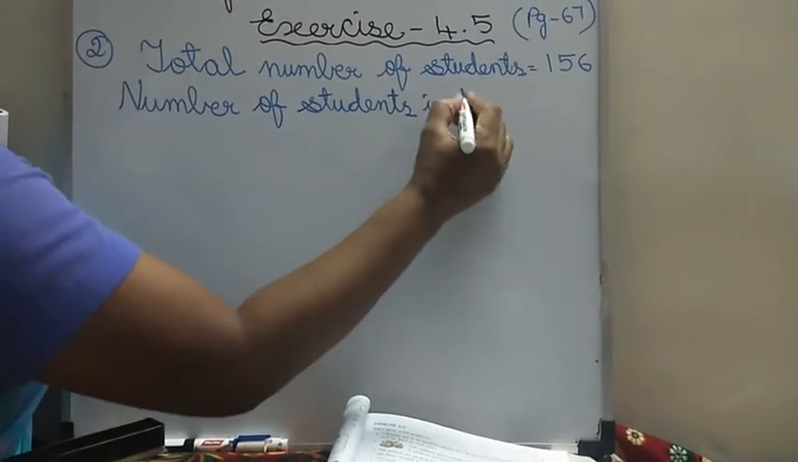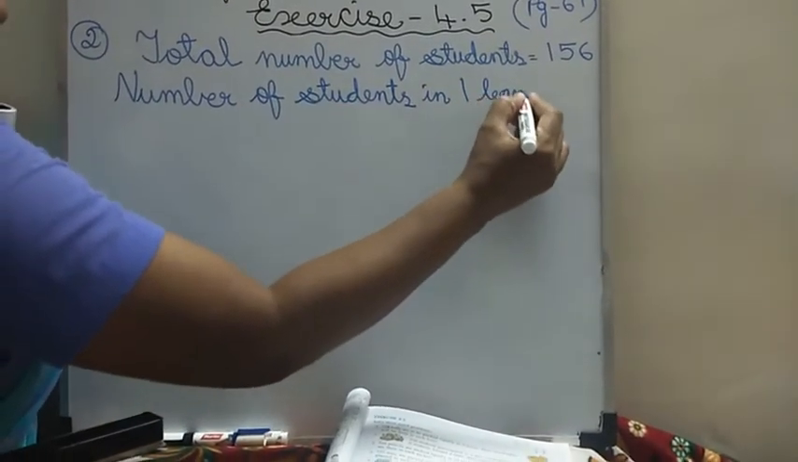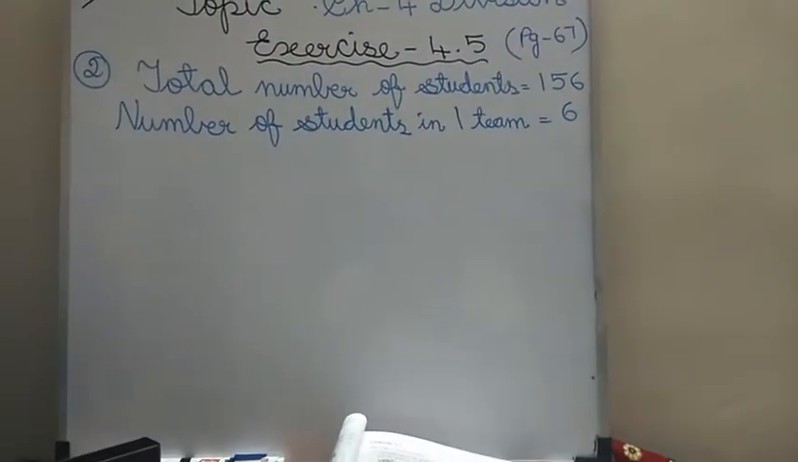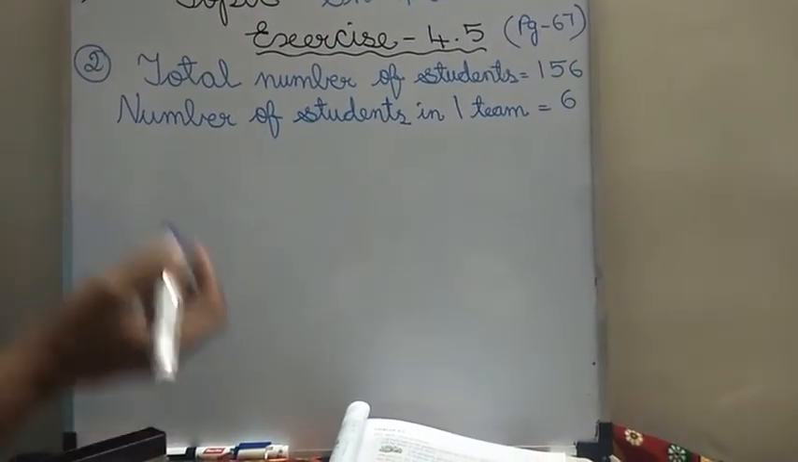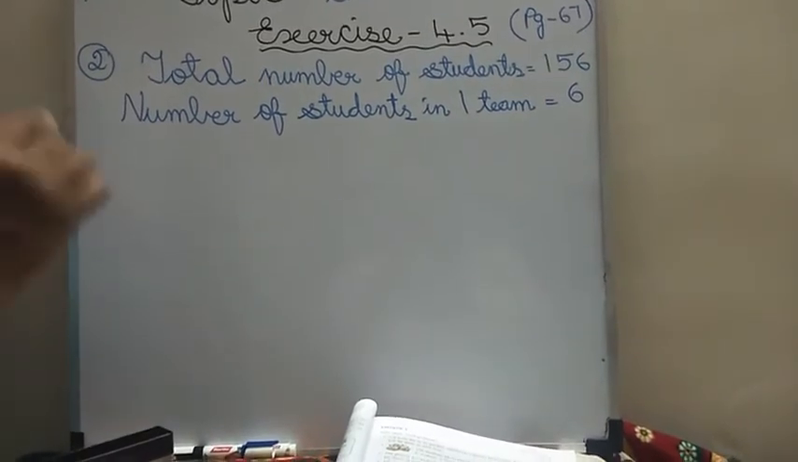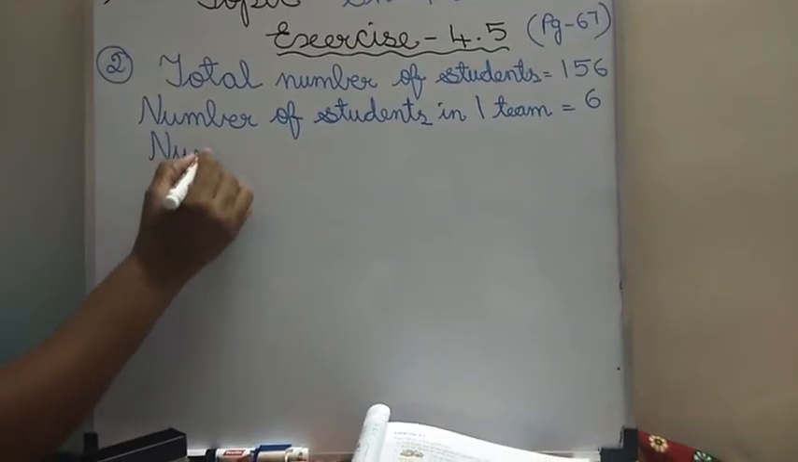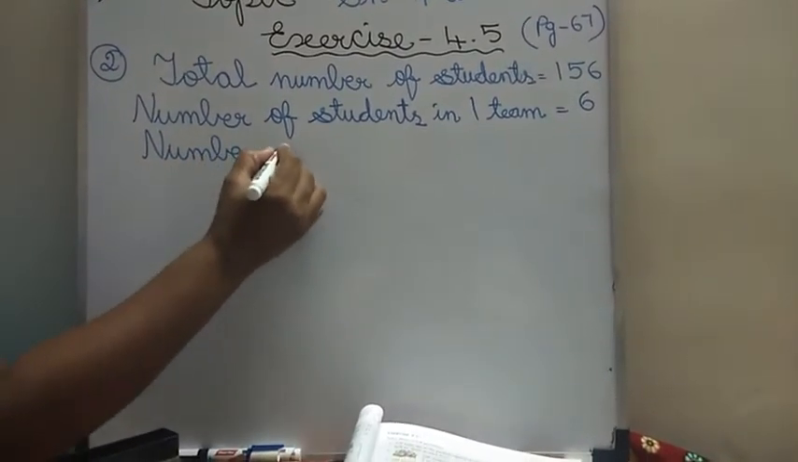In one team, how many students are there? 6 students are there. So we have to find how many teams are there. So, the number of teams. We have to find the number of teams.